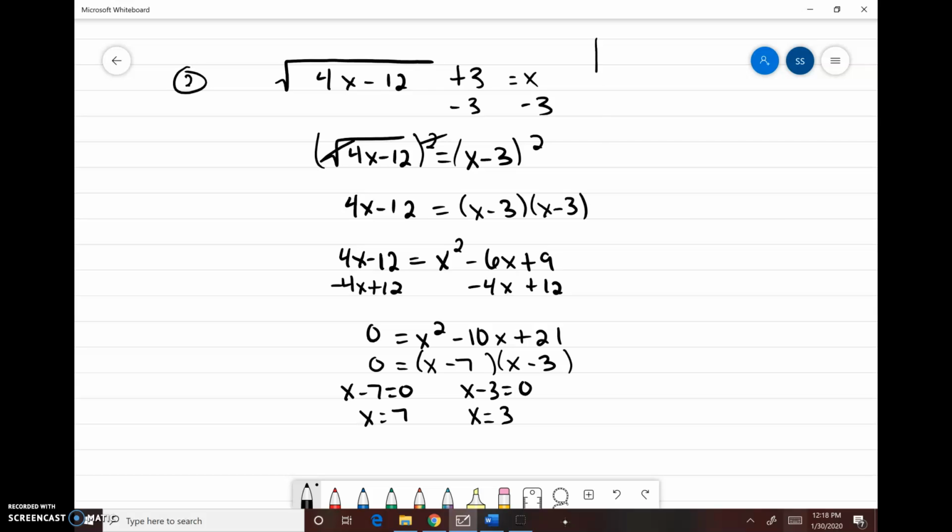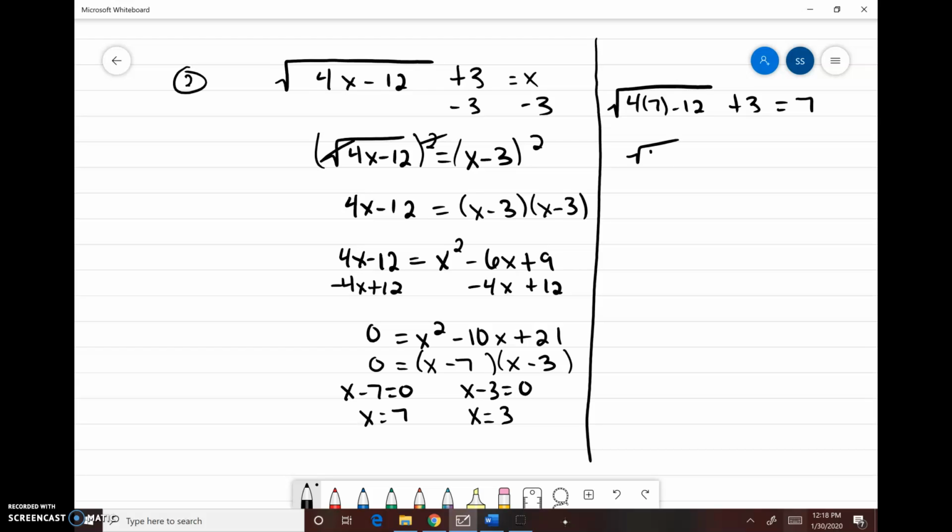Okay, so we're going to check them over here. So if I plug in 7, that is square root of 4 times 7 minus 12 plus 3, and we're saying that that should equal 7. Well, 4 times 7 is 28. 28 minus 12 leaves me with 16 plus 3 equals 7. Square root of 16 is 4 plus 3 equals 7, and that is 7 equals 7. So it checks out. So that tells me that x equals 7 is one of my solutions.